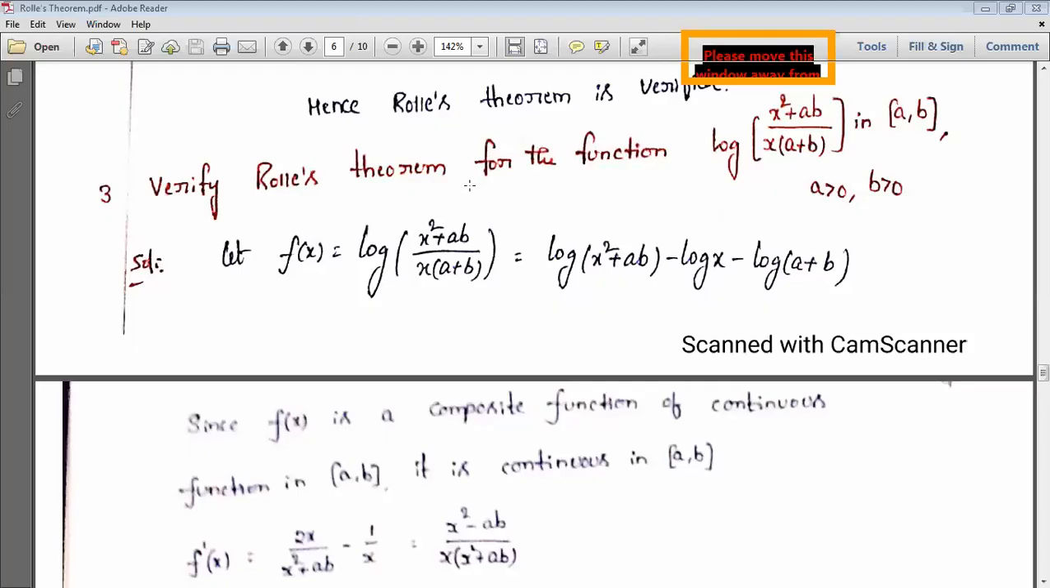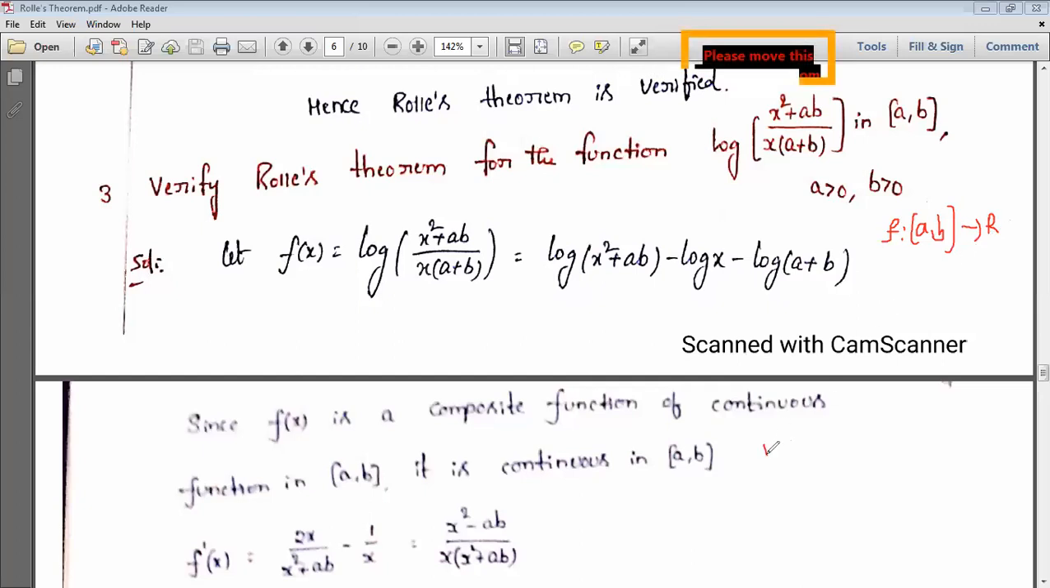So now we are going to see the problems on Rolle's theorem. What is the statement of Rolle's theorem? Let f from the closed interval [a, b] to R be a function such that it should satisfy the conditions.